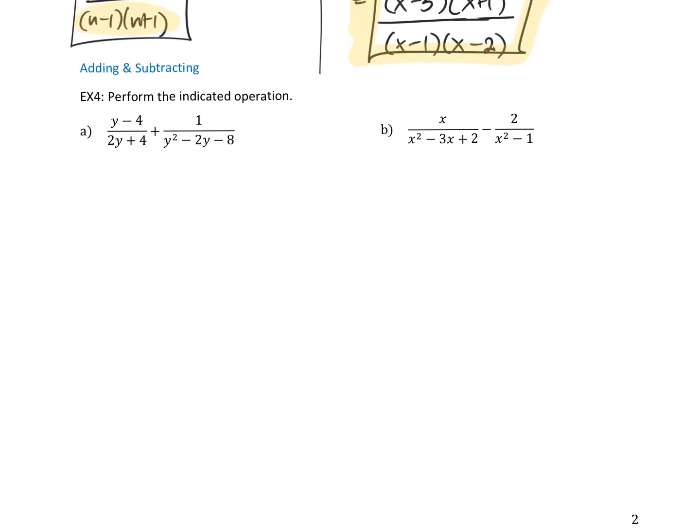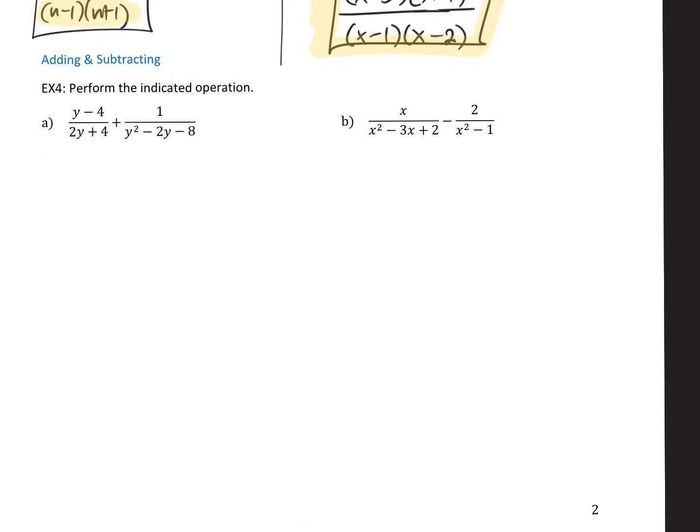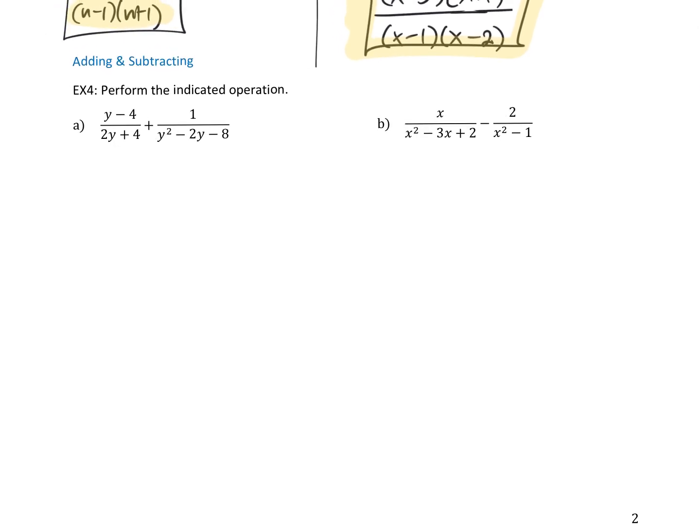Okay, let's go ahead and move on to adding and subtracting. Perform the indicated operation. Okay, so what is the indicated operation? Well, we have a fraction being added to another fraction. And then for the other fraction, we have a fraction being subtracted from another fraction. So now, when we're adding or subtracting fractions, what is very important? They need to have the same denominator. Okay, super important. The thing on the bottom of the fraction needs to be the exact same in order to add or subtract them.